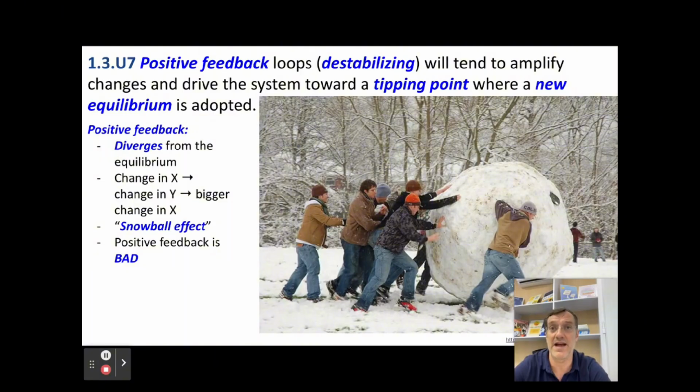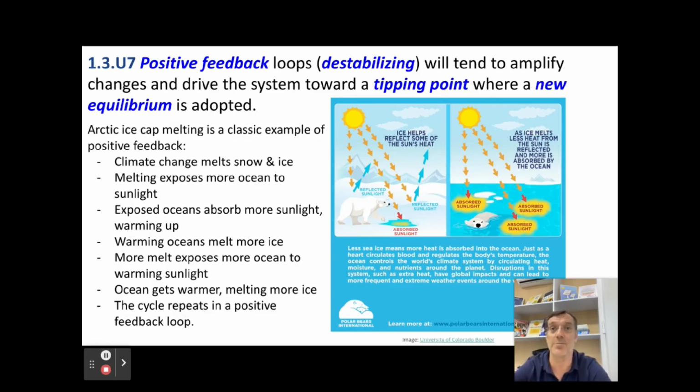A positive feedback loop is a process that tends to amplify the initial change and drive the system toward a tipping point where a new equilibrium is adopted. You can think of this as the snowball effect. As a small snowball rolls downhill, it picks up more snow, which makes it roll farther and faster, picking up more snow as it goes and growing larger and larger as it rolls. A classic example of positive feedback in natural systems is ice melt driven by climate change.